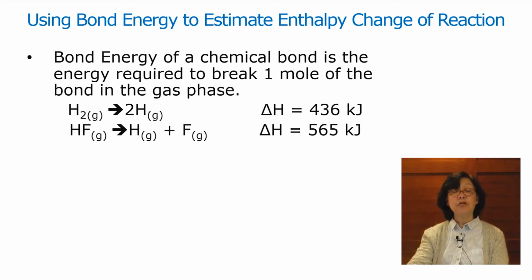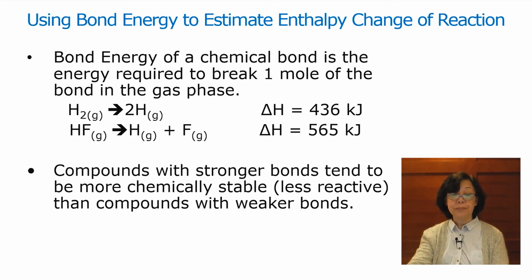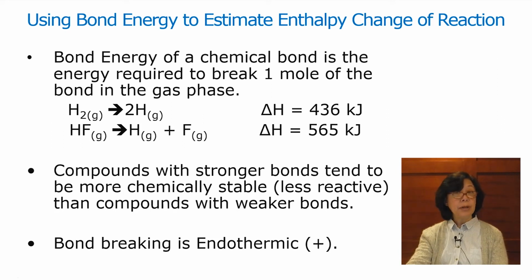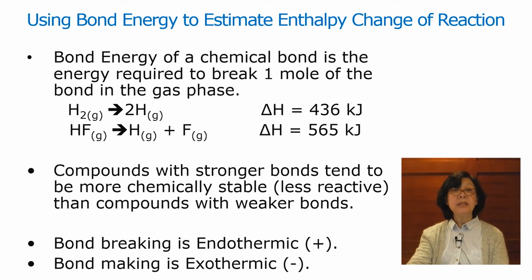Or we have hydrogen fluoride, we want to break it down into the hydrogen atom and fluorine atom, it is 565 kilojoule per mole of bond energy. The compounds with stronger bonds tend to be more chemically stable, meaning less reactive than the compounds with weaker bonds. Bond breaking is endothermic, positive. Bond making is exothermic, energy is released, negative. It will be good for you to remember those 2 last lines.